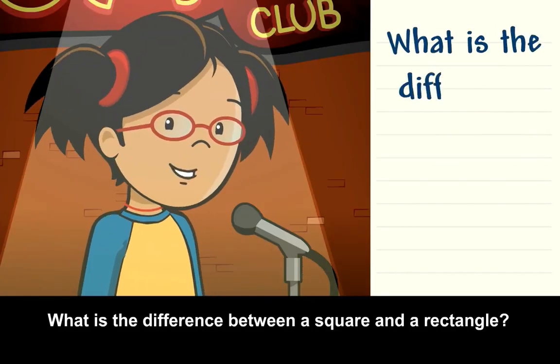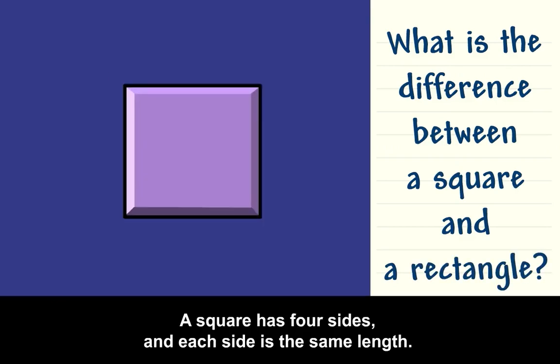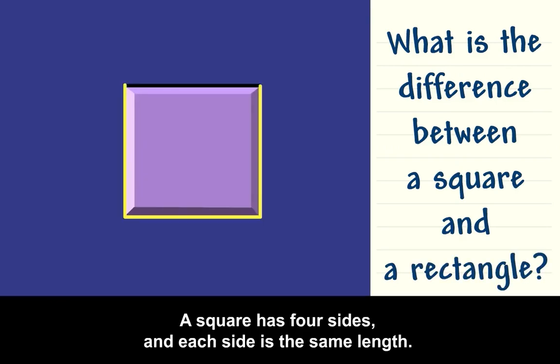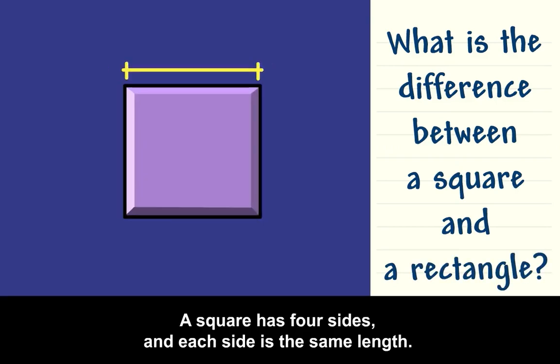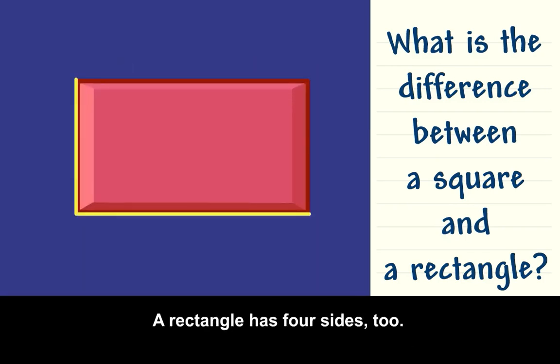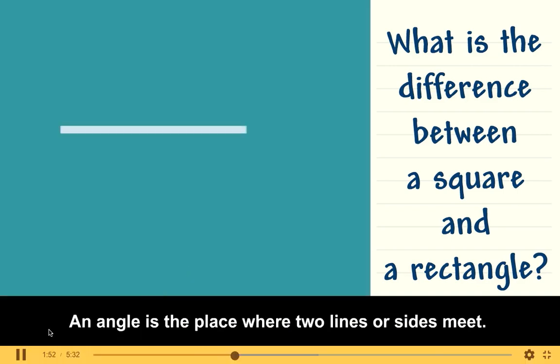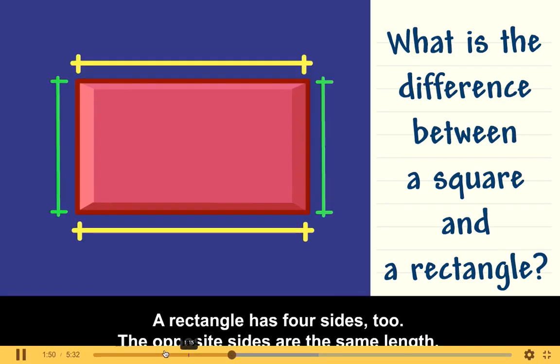What is the difference between a square and a rectangle? A square has 4 sides, and each side is the same length. A rectangle has 4 sides too. The opposite sides are the same length.